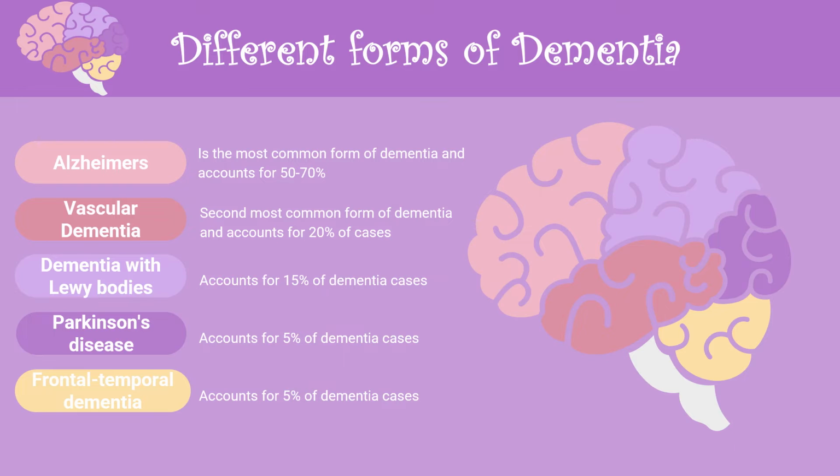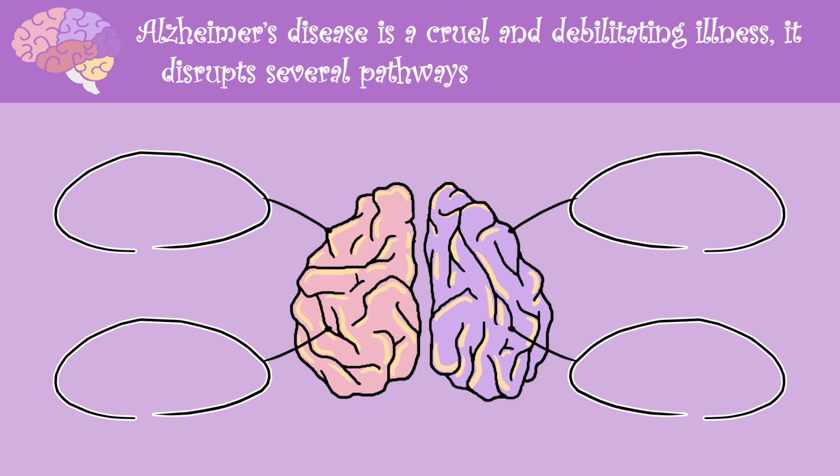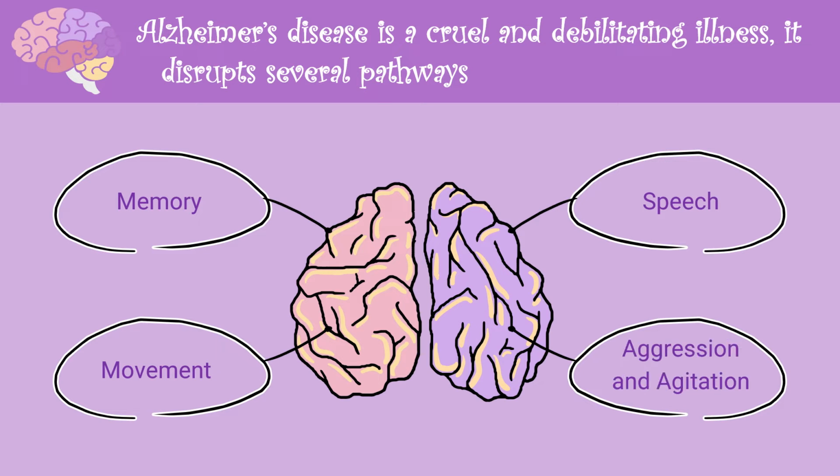Parkinson's disease is the fourth, and it accounts for 5% of dementia cases. Frontotemporal dementia is the last and fifth dementia, and it accounts for 5% of dementia cases. Alzheimer's disease is a cruel and debilitating illness. It disrupts several pathways. One is memory. The second is speech. The third is movement. And the fourth, aggression and agitation.